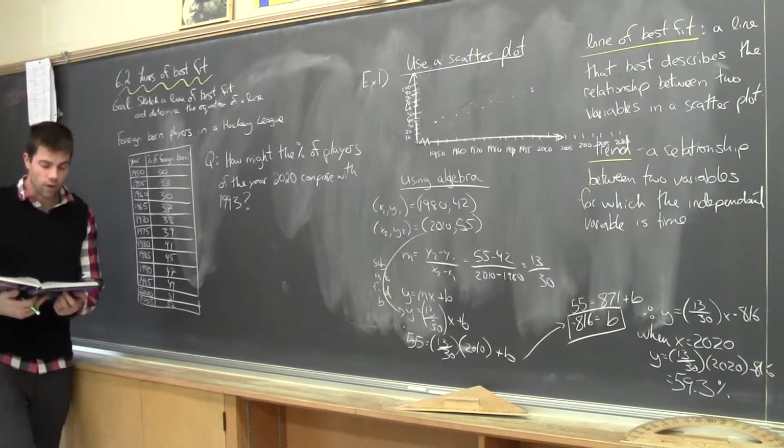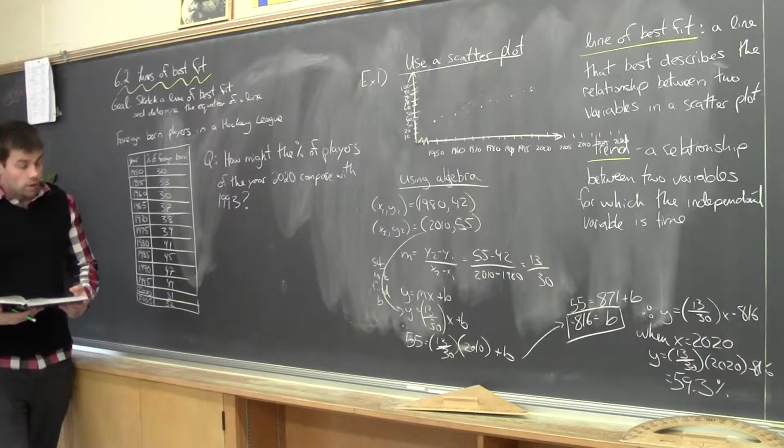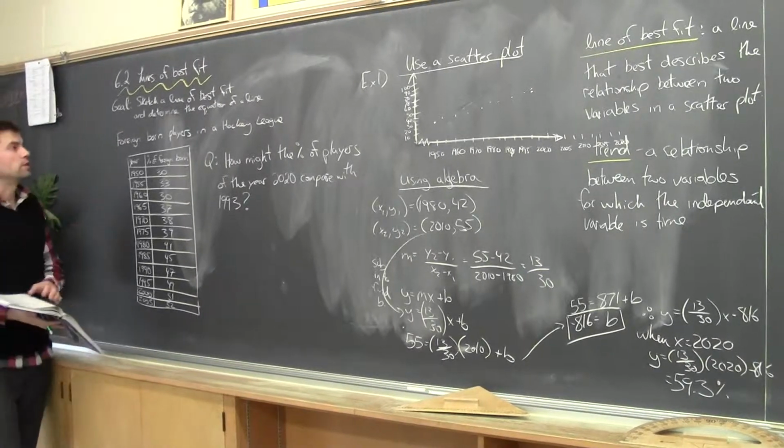Alright, we're looking at 6.2 lines of best fit. Our goal is to sketch a line of best fit and determine the equation of the line.